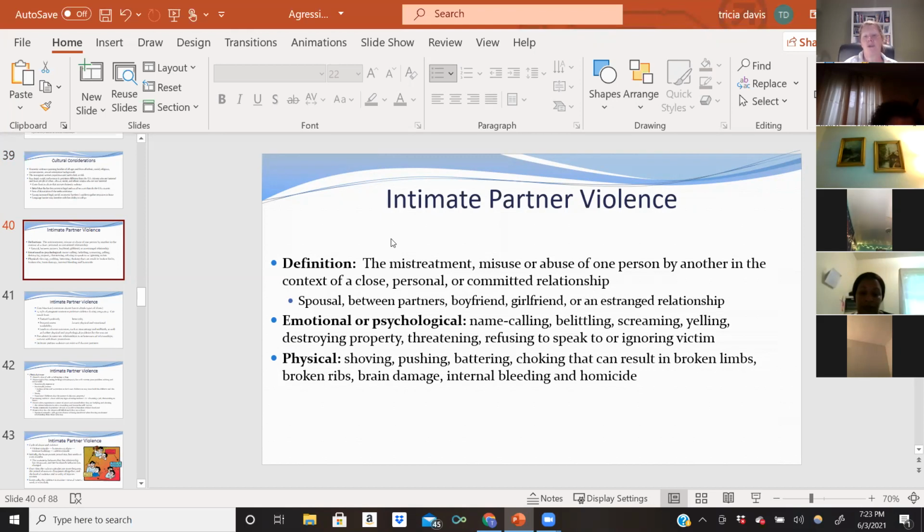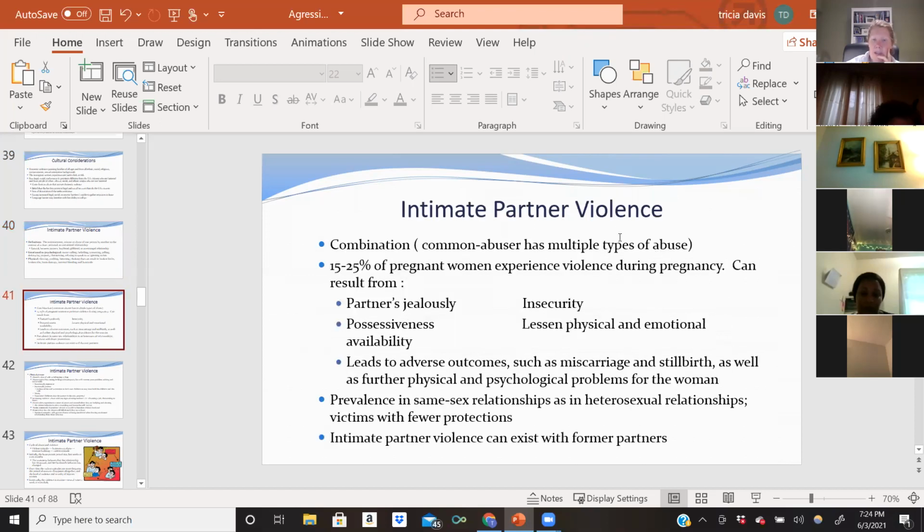So we can have emotional or psychological abuse, and we can also have physical. Emotional and psychological is name calling, somebody belittling someone else, screaming and yelling. They could be destroying property, threatening the person, refusing to speak to them, or ignoring them. Those are emotional or psychological forms of abuse. Physical would be shoving, pushing, battering, choking, any kind of battery that can result in broken limbs, ribs, brain damage, internal bleeding, and homicide.